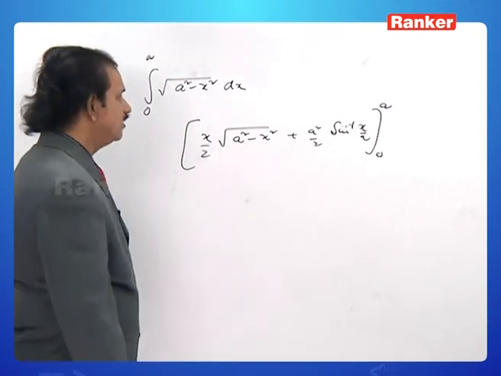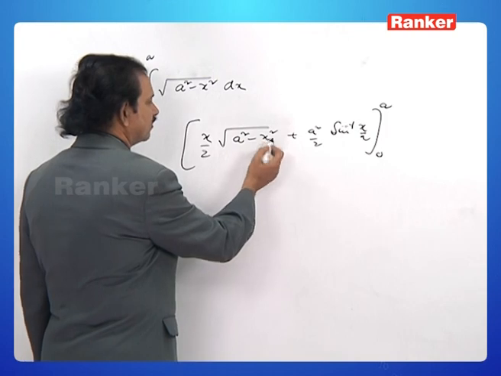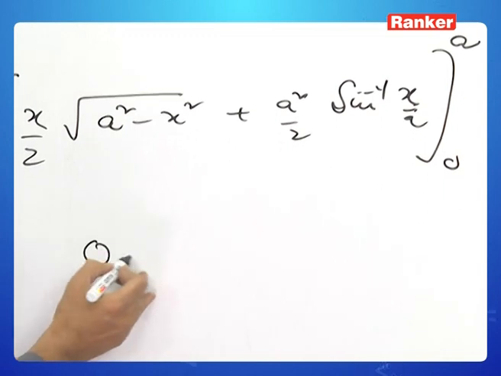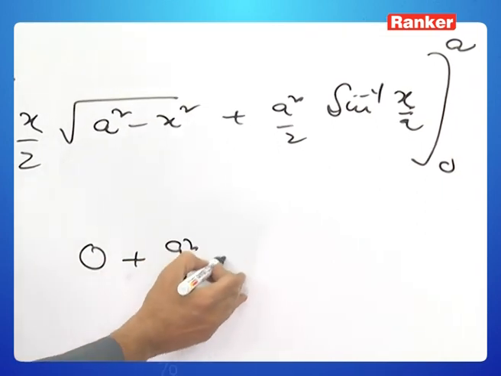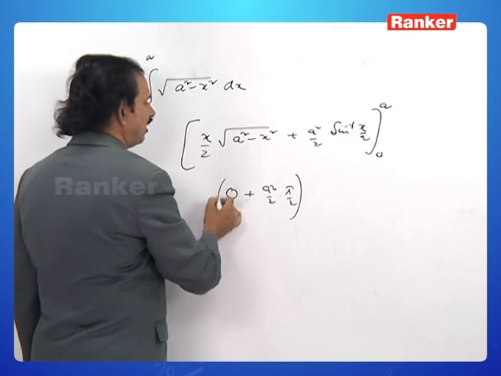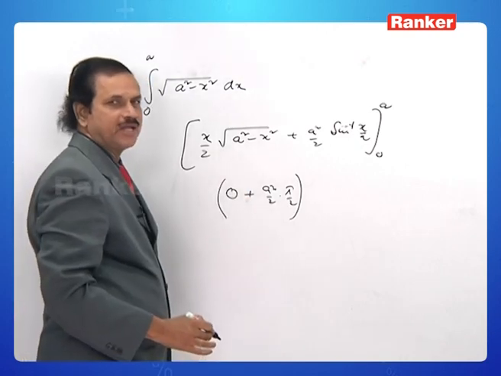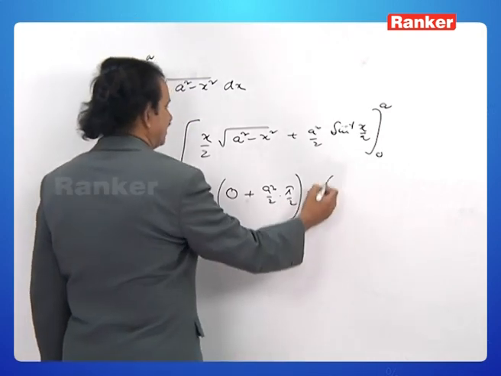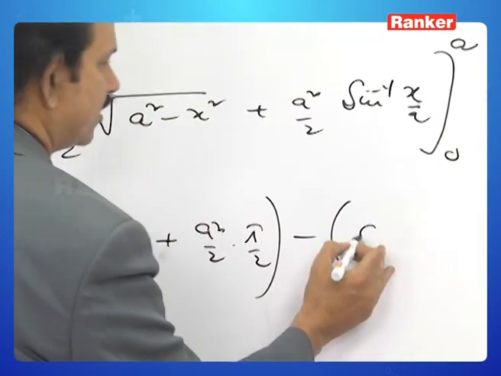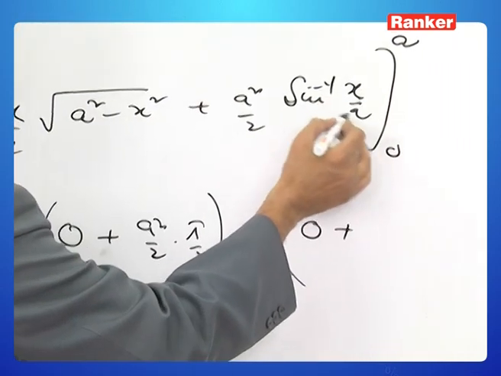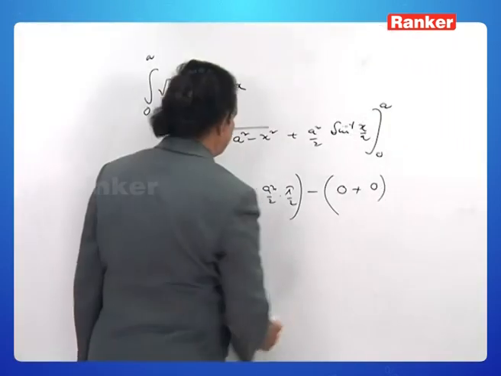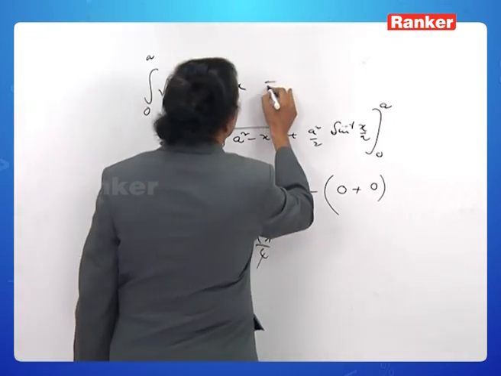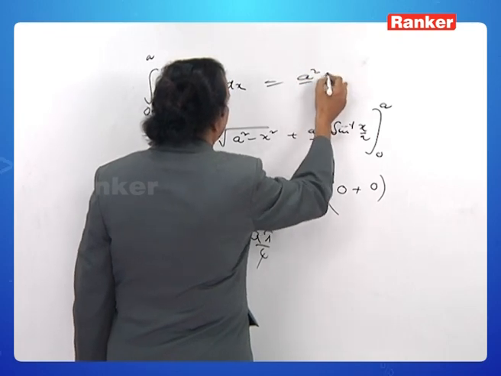Come on, you put a first of all. A square minus a square is 0. a by a is 1. Sine inverse 1 is pi by 2. a square by 2 into pi by 2. This is all the value that has been obtained by taking a in the place of x. Now you take 0 in the place of x. 0 by 2 is 0. 0 into anything is 0. Sine inverse 0 by a is 0. Sine inverse 0 is 0. Hence it is 0. Ultimately the answer is a square pi by 4.